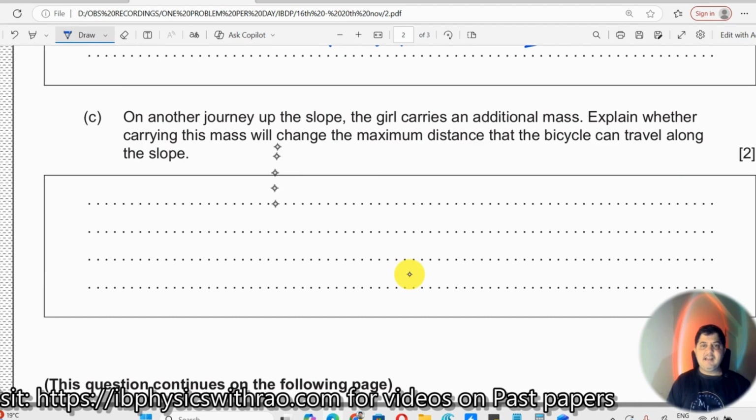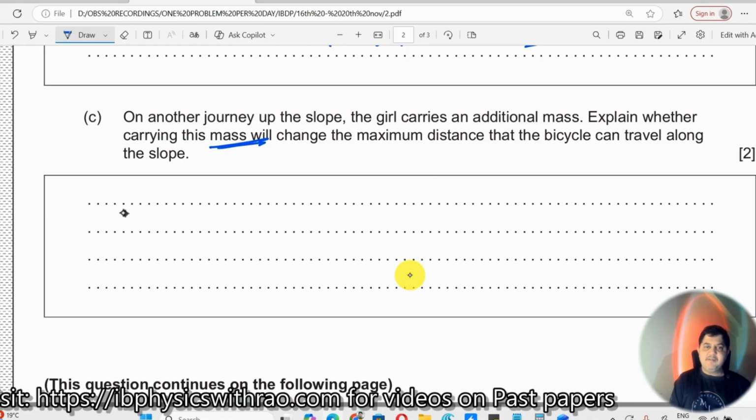On another journey up the slope, the girl carries an additional mass. Explain whether carrying this mass will change the maximum distance that the bicycle can travel along the slope. So what is it doing? She is now carrying an additional mass. Without calculation, you need to find out what can happen.